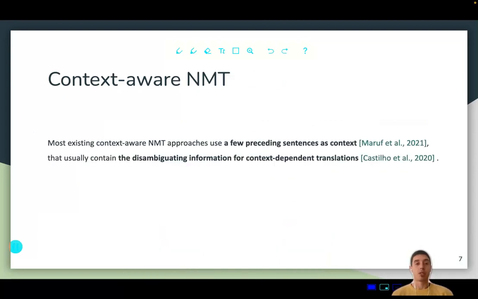Most existing approaches to context-aware neural machine translation restrict to use a few preceding sentences as context, because usually a few preceding sentences contain most of the disambiguating information that is relevant for context-dependent translations. In our work, we also restrict to this setting.